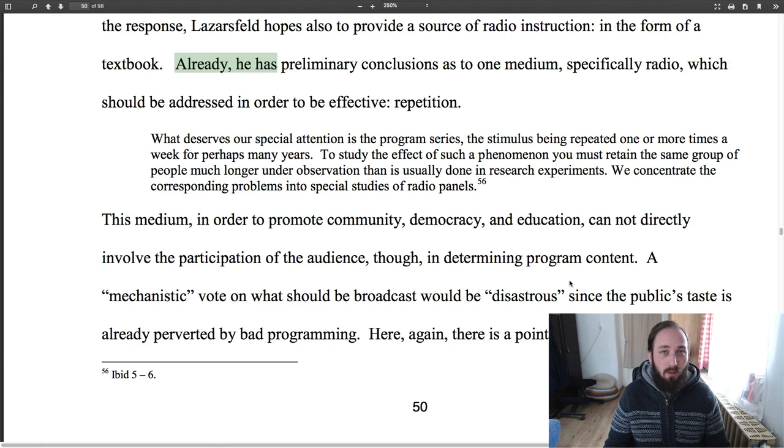Do you see what I see? They know that people are programmed and people have bad taste. Why? Because they programmed that as well.